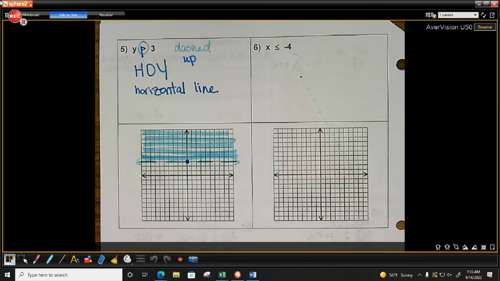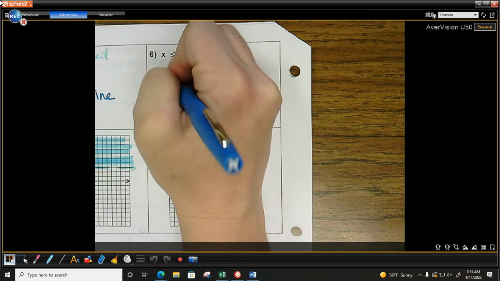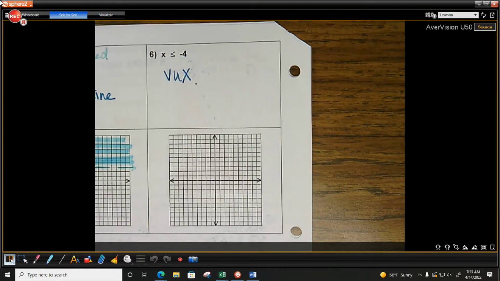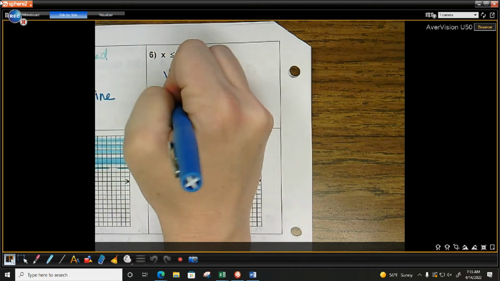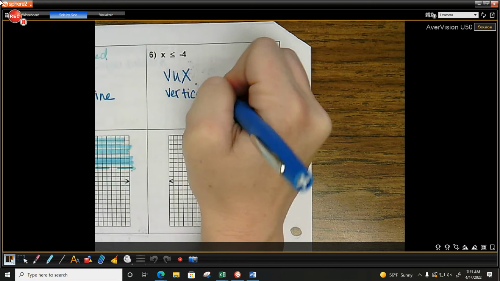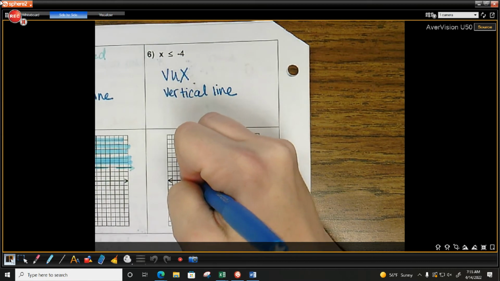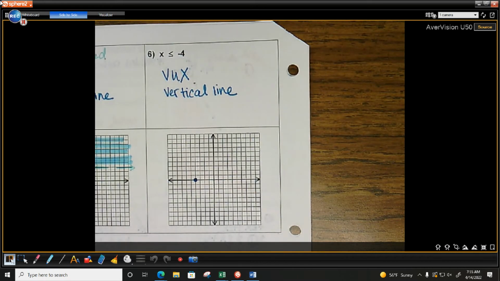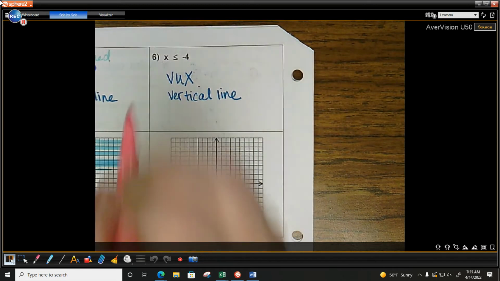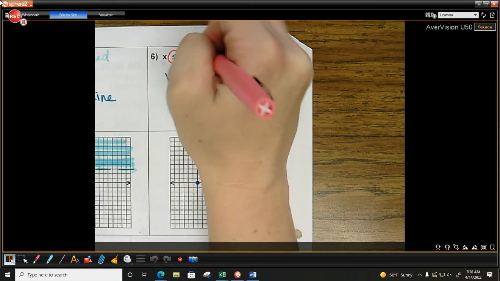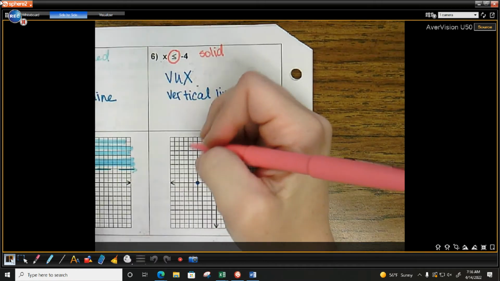Good? Okay, next one. How do I know this is a special case? You only have an X. There's no Y. You only have an X, so what's my acronym? Bucks. So what's the B stand for in bucks? It's a vertical line. So I'm going to go on the x-axis and put a dot at -4. Before I draw my line, I need to know, is this solid or dashed? You see the line under it, so it is a solid line. And it's a vertical line going up and down.